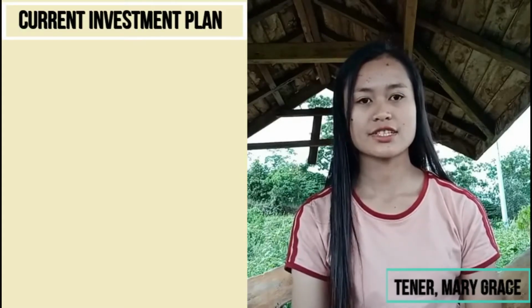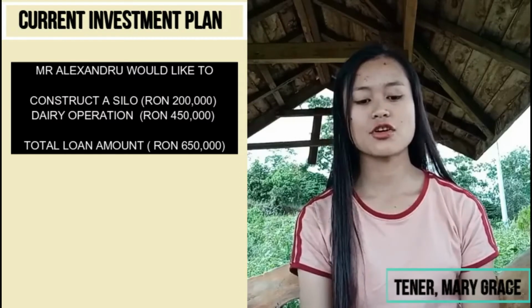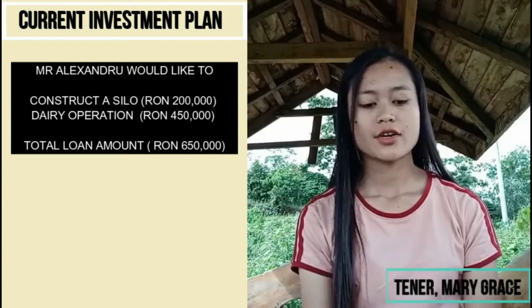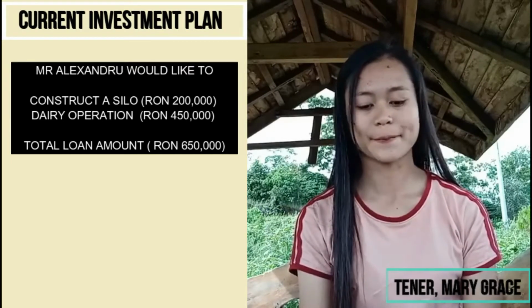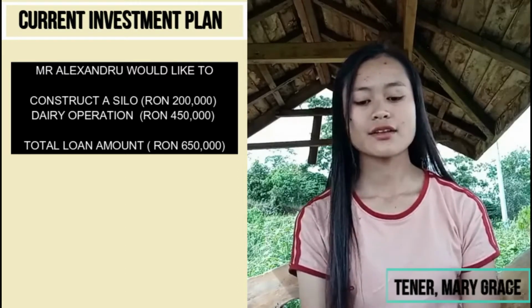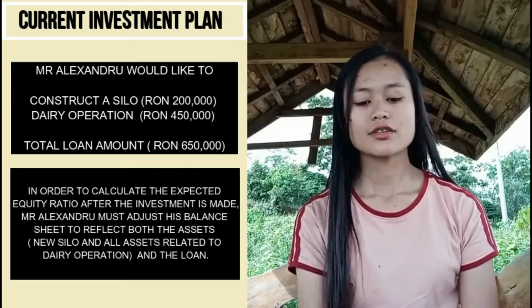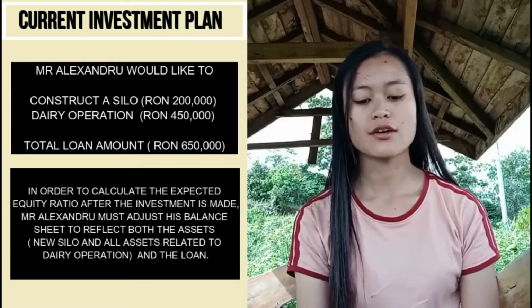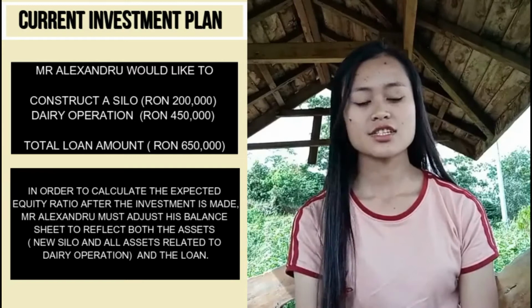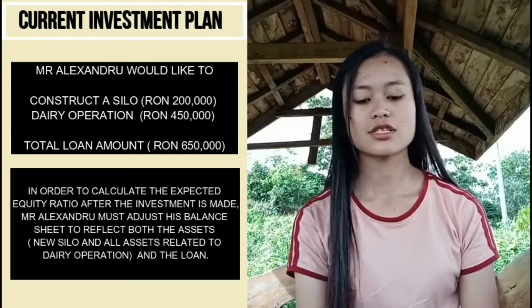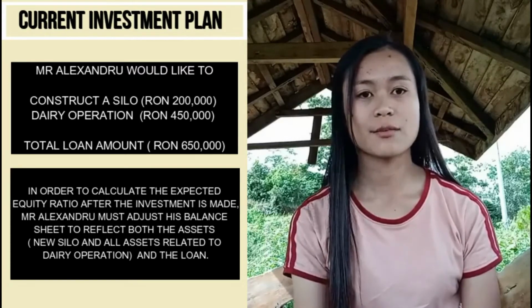My topic that I would like to discuss is the current investment plan of Mr. Alexandro. Mr. Alexandro would like to construct a silo of 200,000 and start a dairy operation of 450,000 that he would like to finance with a loan amount of 650,000. In order to calculate the expected equity ratio after the investment is made, Mr. Alexandro must adjust his balance sheet to reflect both the new silo and all assets related to the dairy operation and the loan.